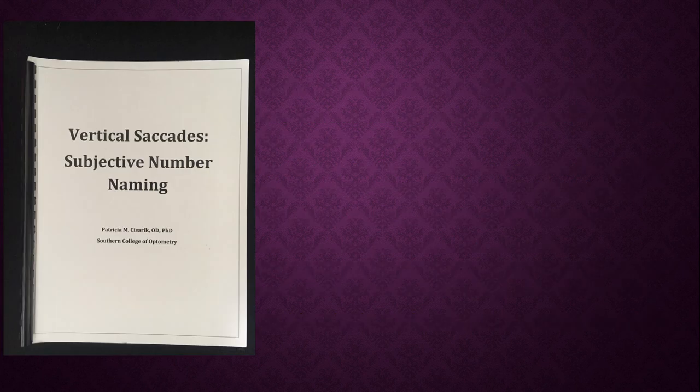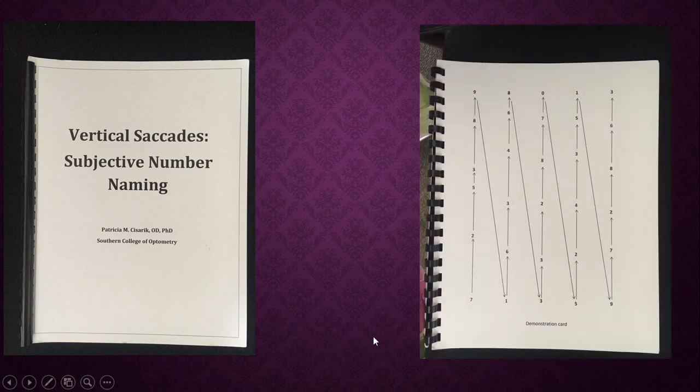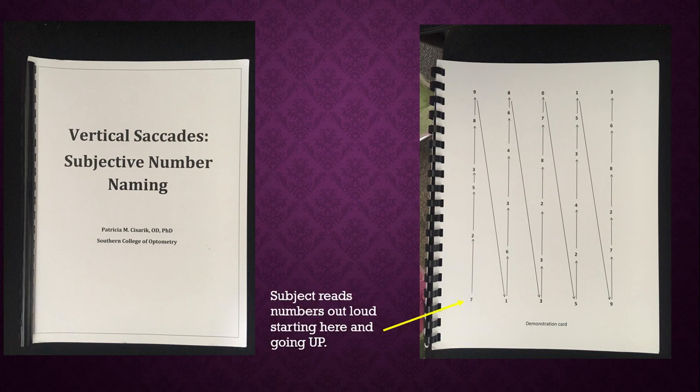So let me show you quickly what this vertical saccades test is. It's going to come in a booklet like this that will either be bound or have a ring that holds all of the sheets together. The first sheet is the demonstration card, and what we're going to have subjects do is start with the bottom leftmost number and read the numbers out loud as accurately as possible, going from bottom to top.